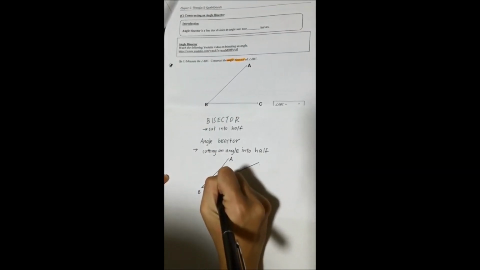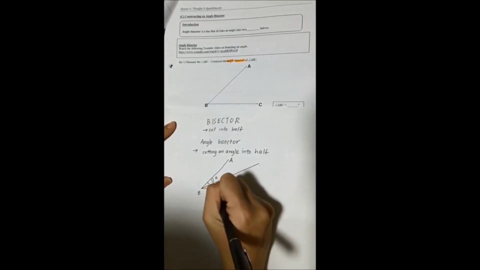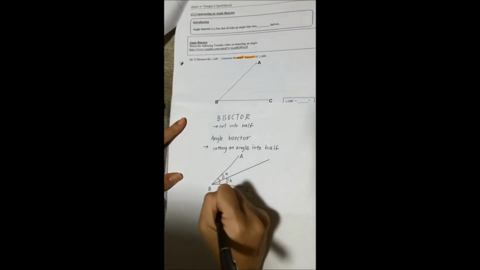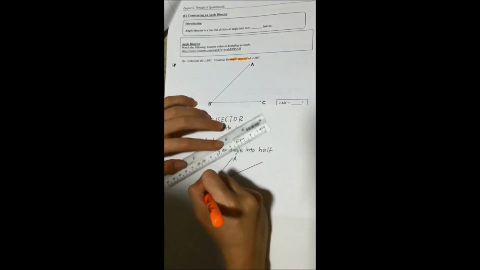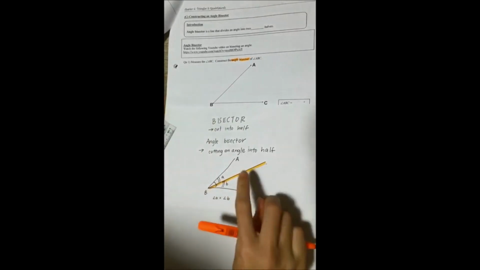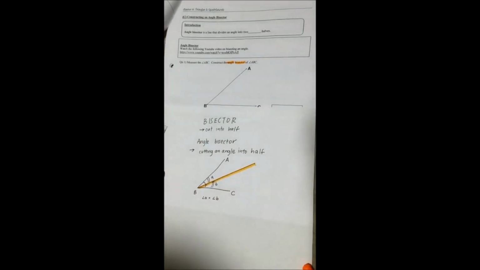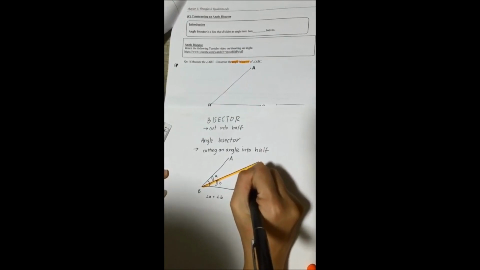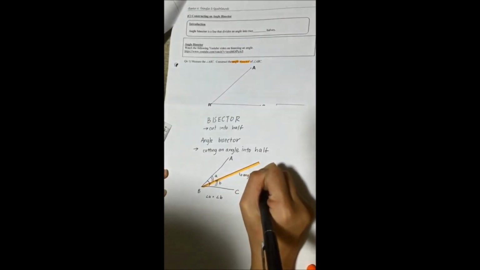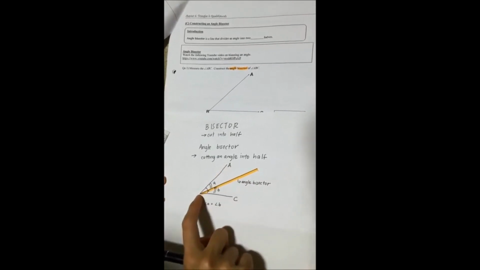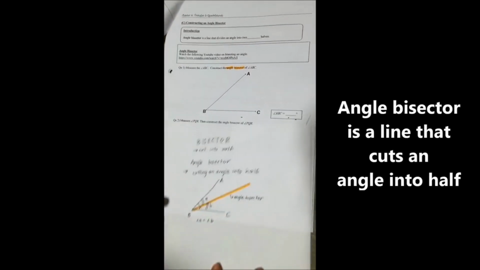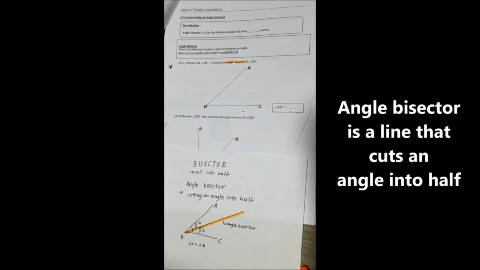So if I have an angle A, small letter a, and angle B, angle A will be equal to angle B. And this orange line that I am going to draw is called my angle bisector. Get it? So angle bisector basically just means a line that is going to cut this angle ABC into half. So how do we draw this angle bisector then?